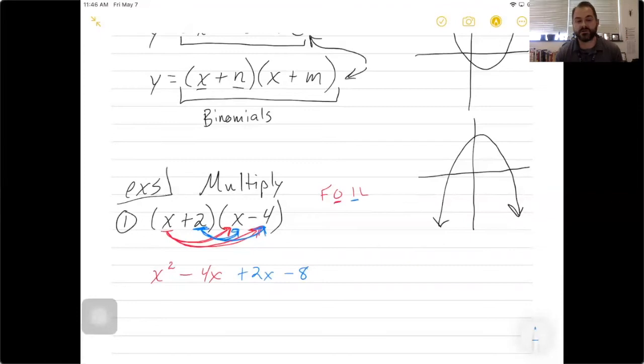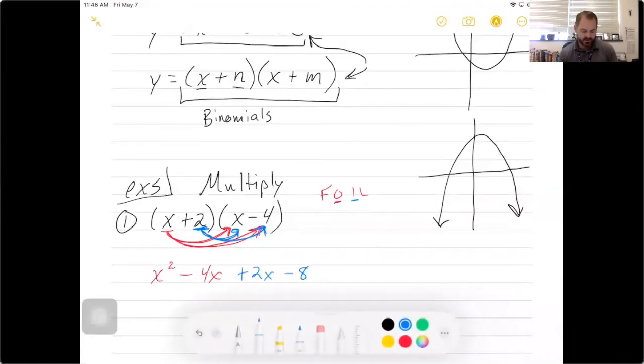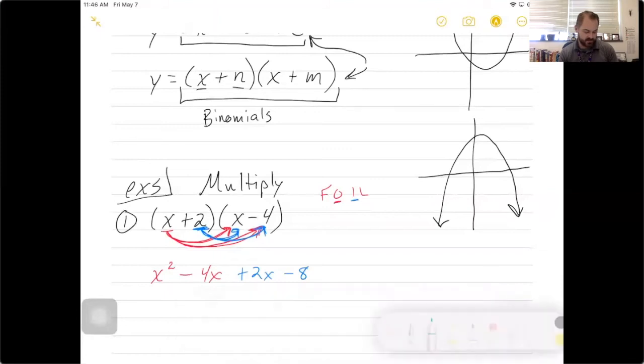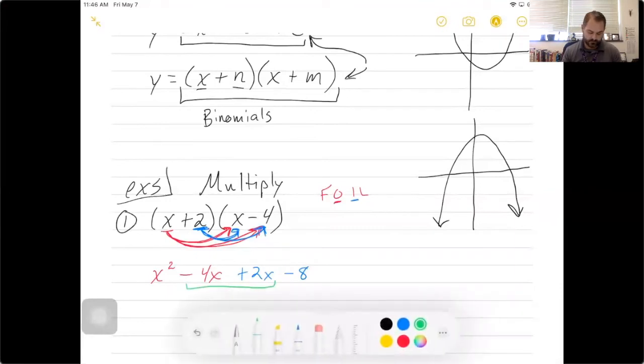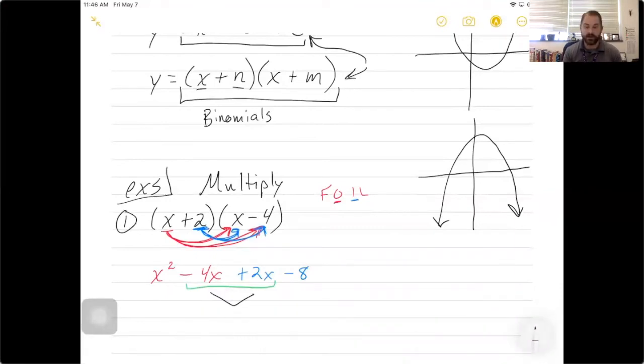And then we just want to combine our like terms. We're adding all of these results together. So we're going to look at our like terms. You'll notice these two terms are considered like terms because they both have just x. You cannot add the x squared to those because it doesn't have the same exponent. So when I add these two terms together, negative 4x plus positive 2x is negative 2x.